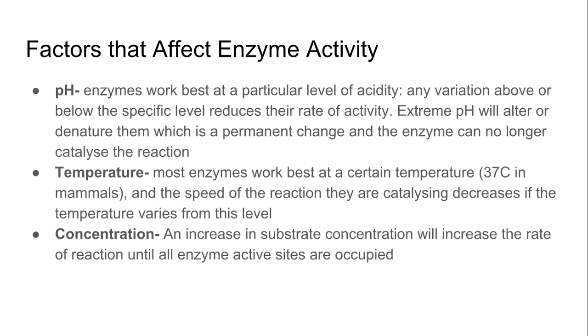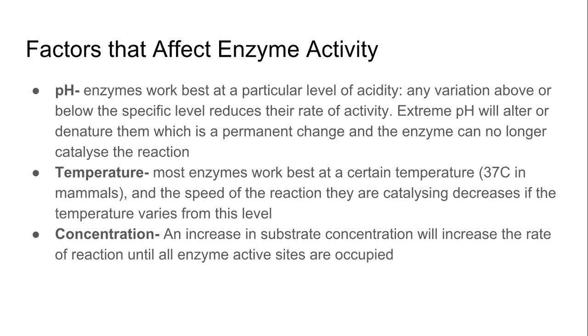I referred earlier to some factors that affect enzyme activity. Enzymes work best at a particular level of acidity, a specific pH, and any variation above or below that level reduces the rate of activity. If the pH is too extreme, it can denature the enzyme, which causes a permanent change in its structure, and therefore the enzyme can no longer catalyze the reaction. Temperature is the same. There is a range in which it works best, which is 37 degrees in mammals, and the speed of the reaction decreases if it varies either below or above that temperature.